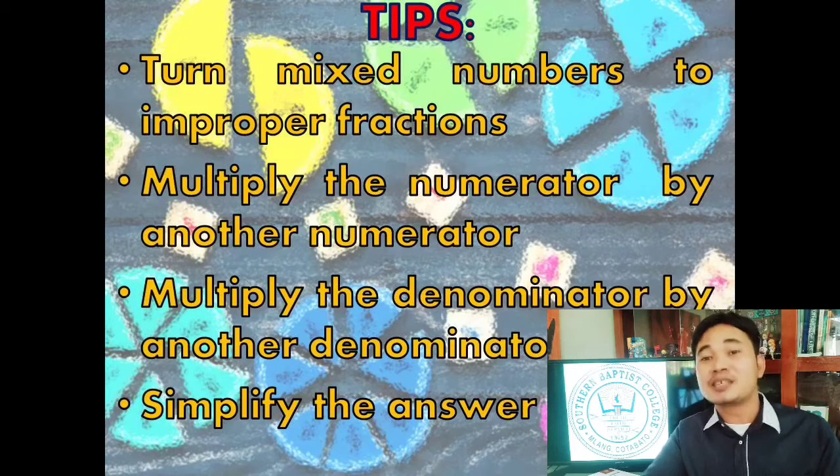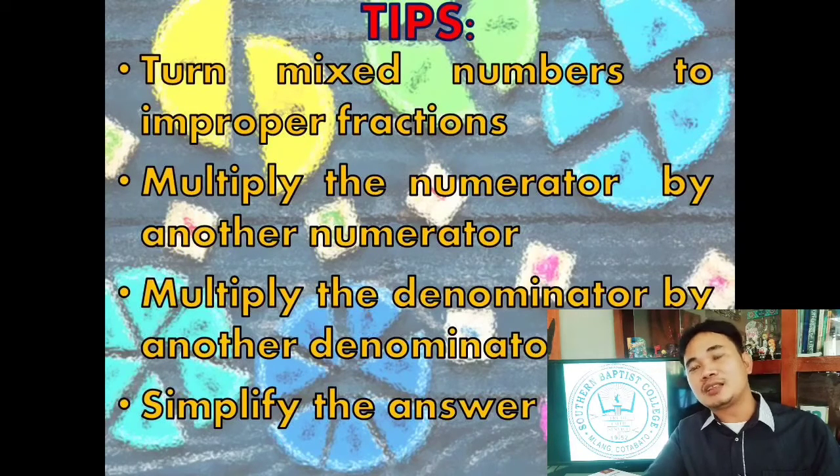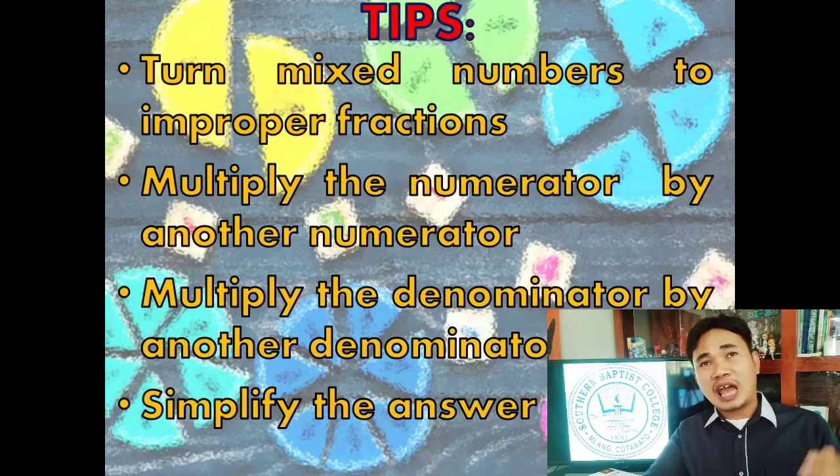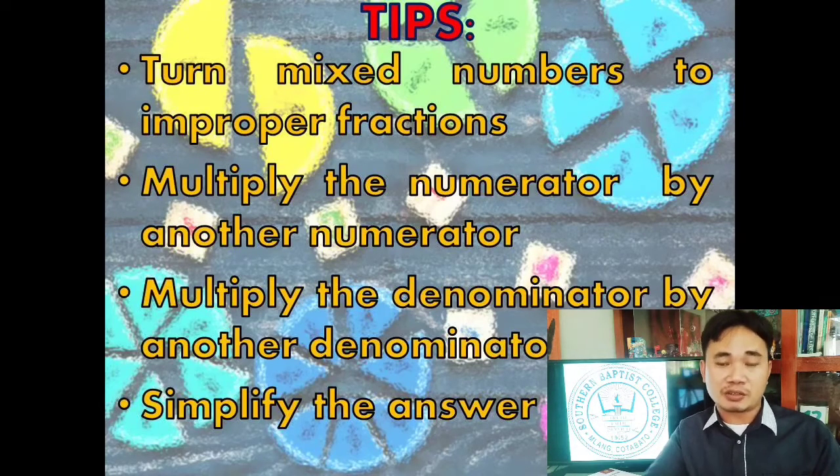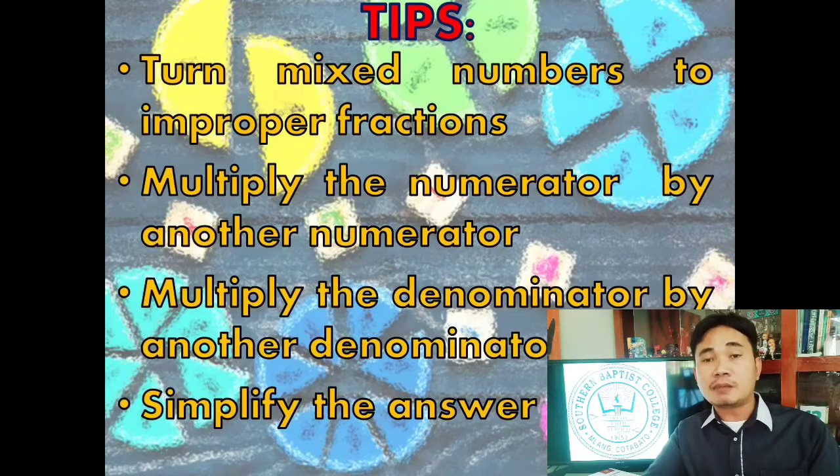The next question is how? We're going to answer that later. Next, after you turn the mixed numbers to improper fractions, you need to multiply. O, doon ka na mag-proceed. You'll proceed with multiplying fractions already. It's because it is already a fraction, wala ka nang whole number, because you are dealing with improper fractions. So, multiply the numerator by another numerator and multiply the denominator by another denominator.